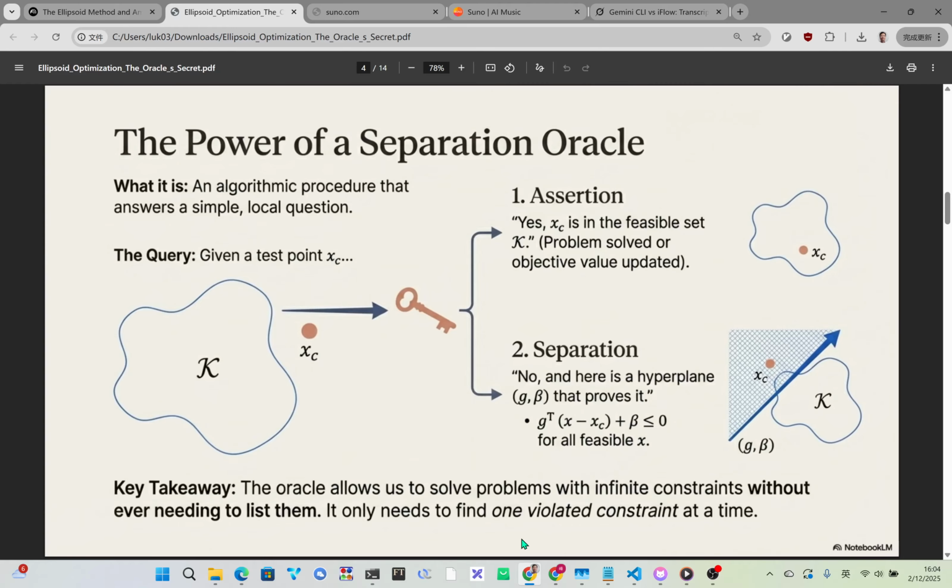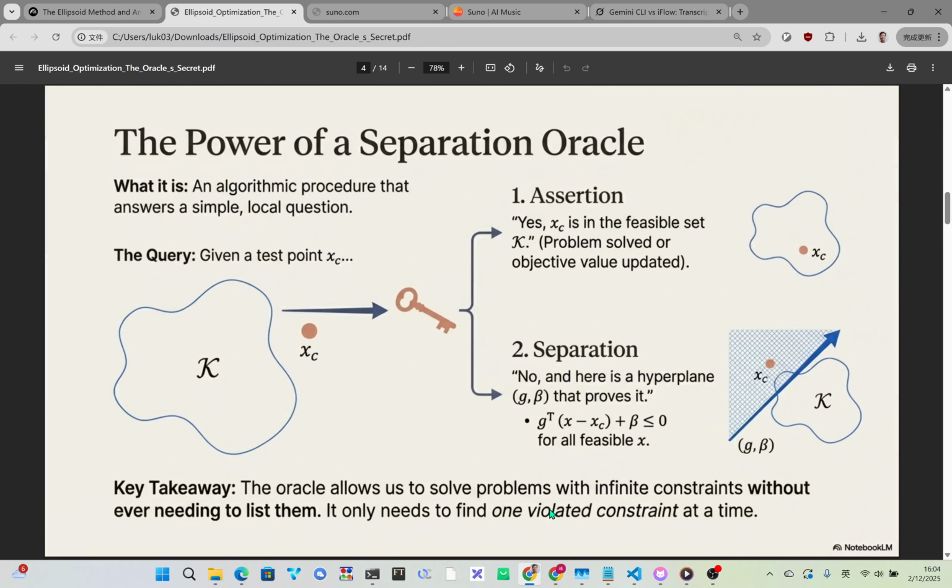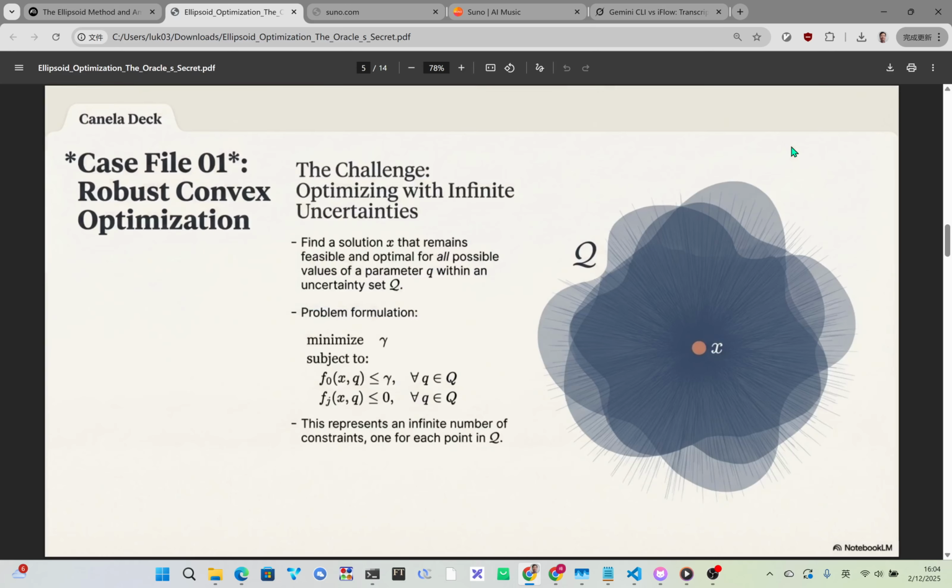A problem so big, the rulebook could fill a library. The oracle doesn't read the library. It just looks at where you are right now and instantly finds the one rule you broke. So to really drive this home, we have to look at this in practice. These aren't toy problems. We're talking massive, real-world complexity. Let's get into the case files. 3 examples that show just how clever this oracle has to be.